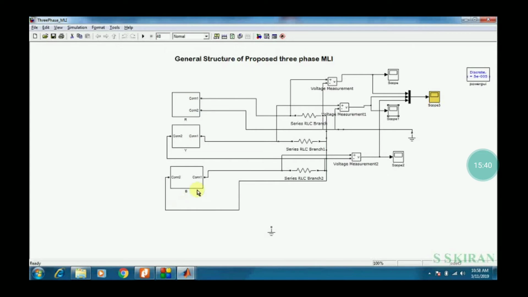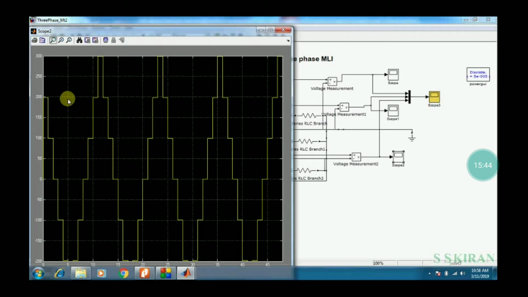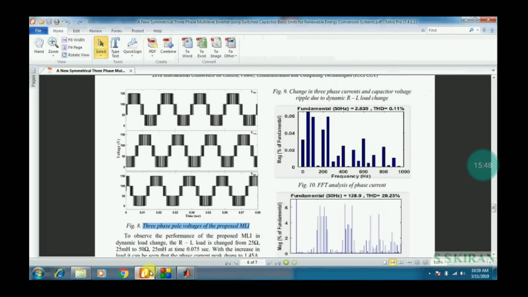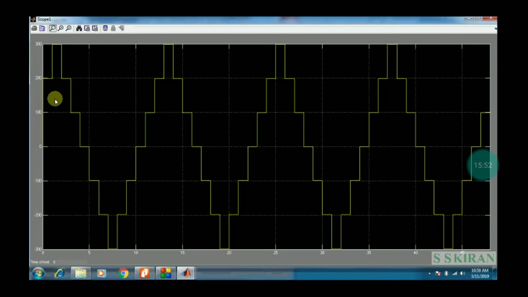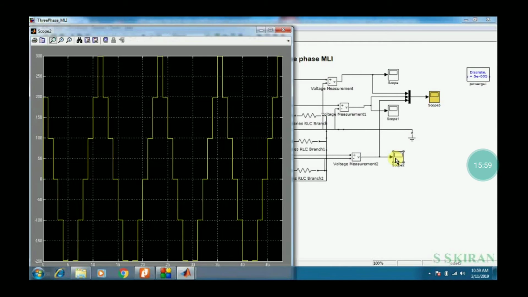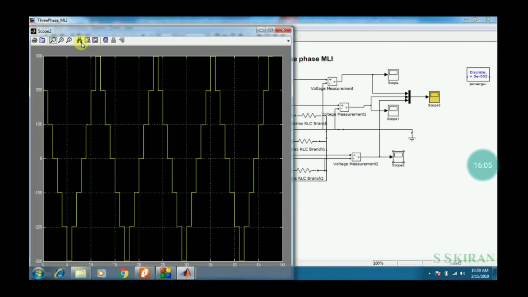Based on the input, it will vary, right? Scope 2 is also fine. Yes, absolutely right, it's a good result. We can also observe all outputs at a time in a single scope. See the scope, right? Then click scope 2 also. I have clicked, that's fine. As in the base paper, we also observed the outputs now.